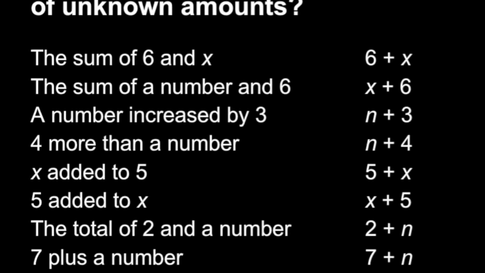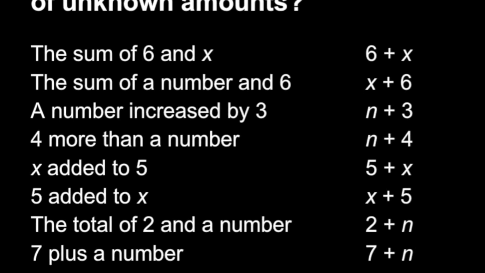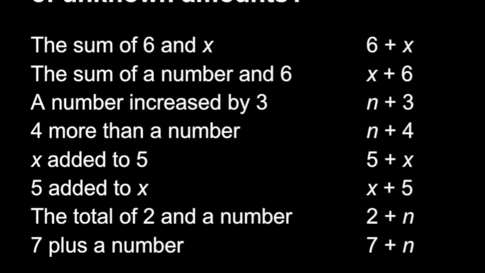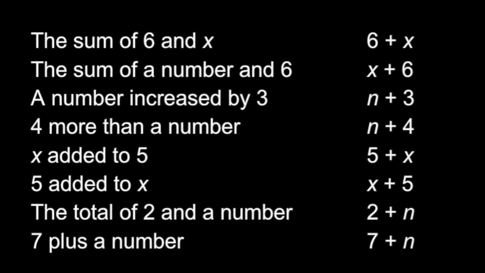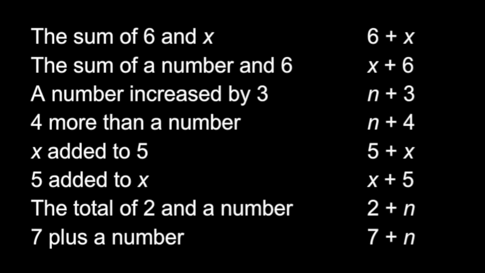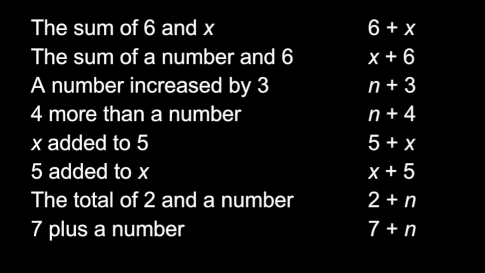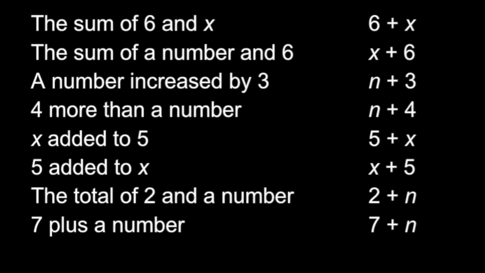X added to 5, 5 plus x. 5 added to x, x plus 5. The total of 2 and a number, 2 plus n. 7 plus a number, 7 plus n.